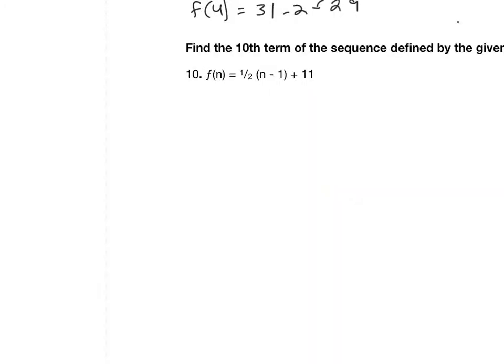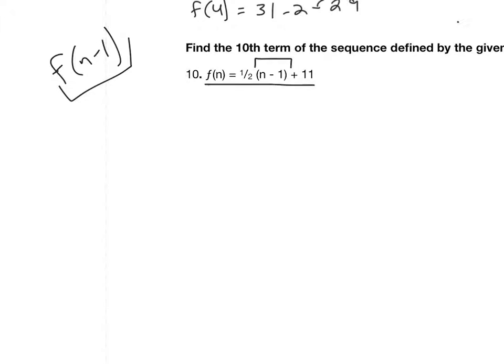Find the 10th term of the sequence. So this is not recursive. It might look a little bit like recursive because you have this n minus 1. But remember, recursive is going to have f of n minus 1. That is what means previous term. If it's just n minus 1, then we're just subtracting 1 from our position value. So this is actually going to be explicit.